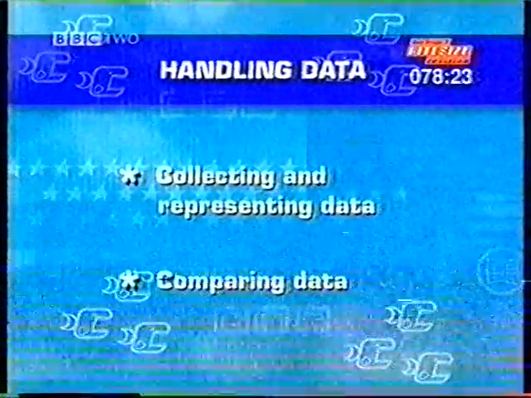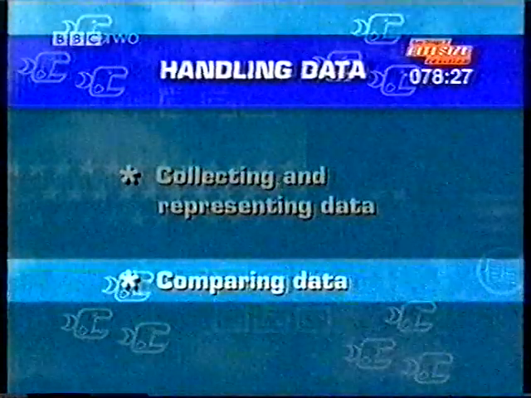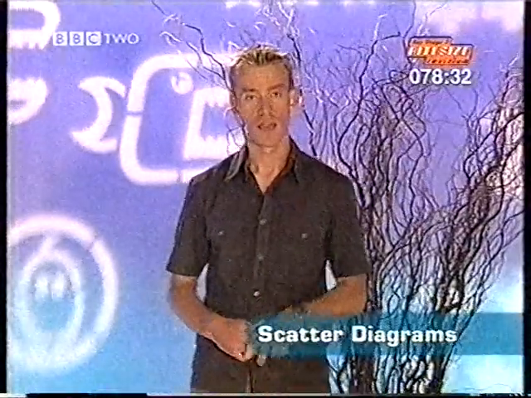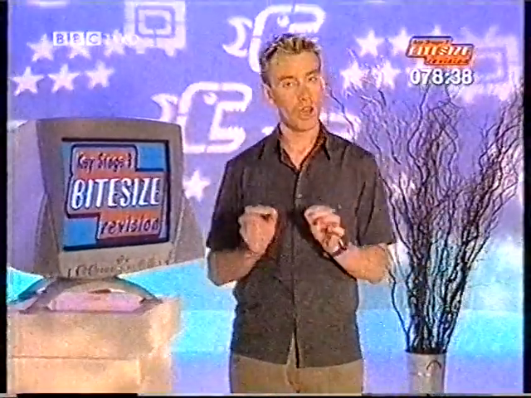So, now we've seen how to represent different types of data, let's move on to comparing data. First, scatter diagrams. Scatter diagrams allow you to compare sets of data or distributions by looking at the pattern of plotted points. Look at these people enjoying lunch at this restaurant.